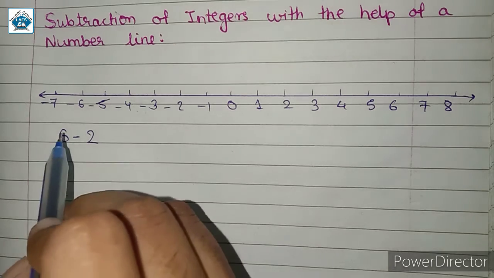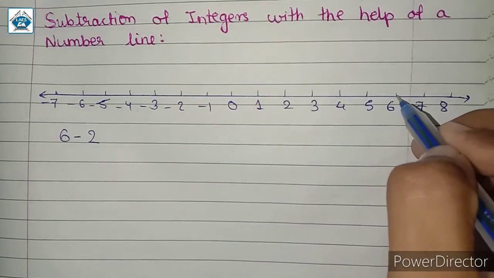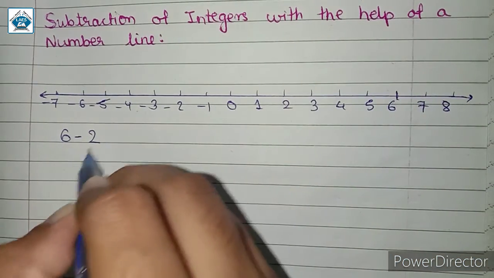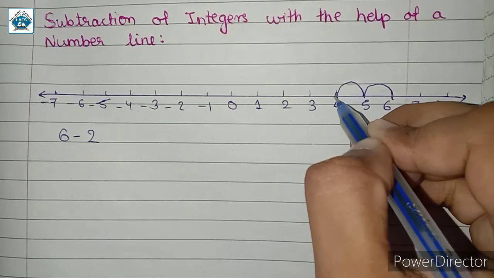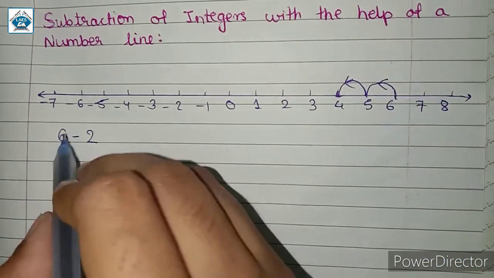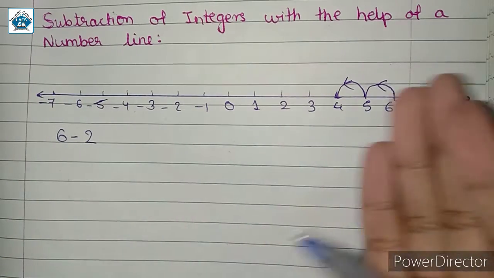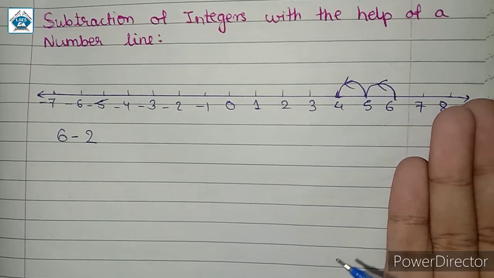So first of all, if it is 6 minus 2, then it is very simple. हम लोग 6 से start करेंगे और minus 2 है, then we will go 2 units backwards, that is towards the left. Always remember, when it is minus then we will go towards the left, and when it is plus then we will go towards the right.